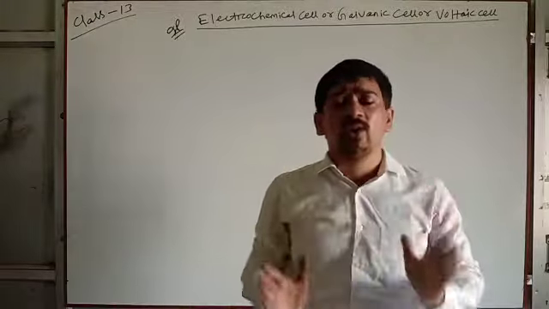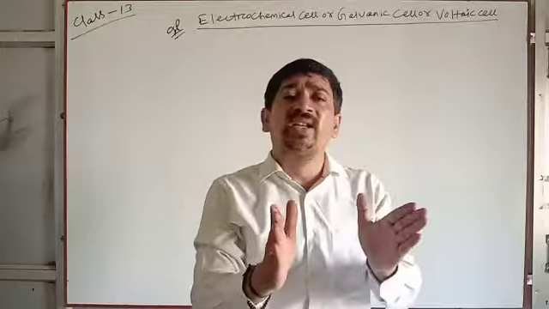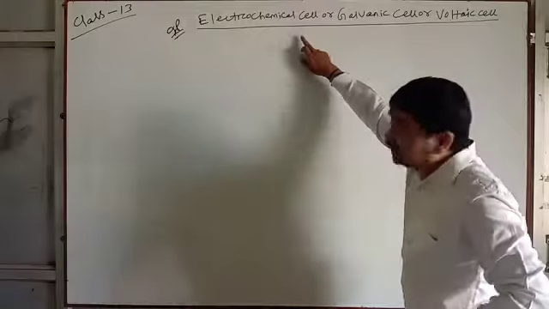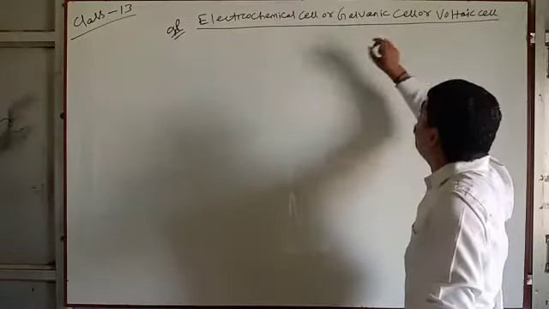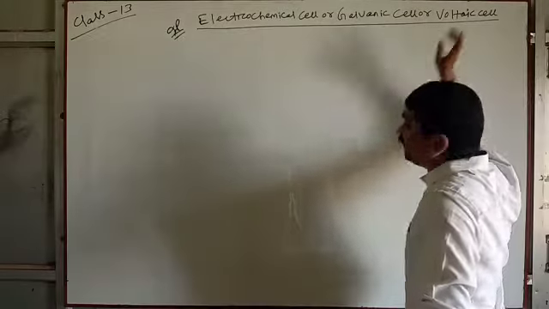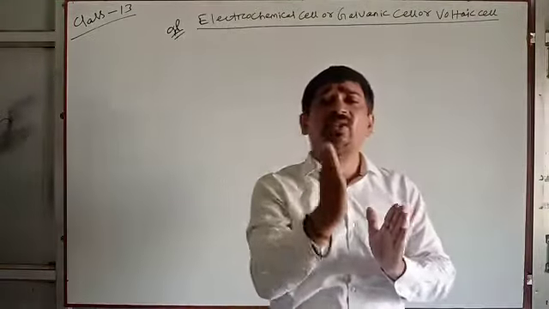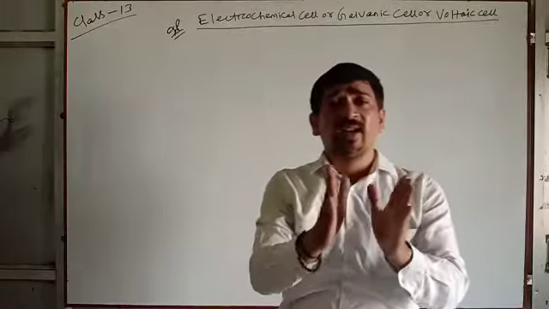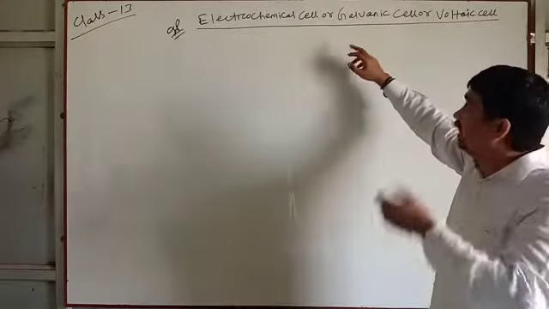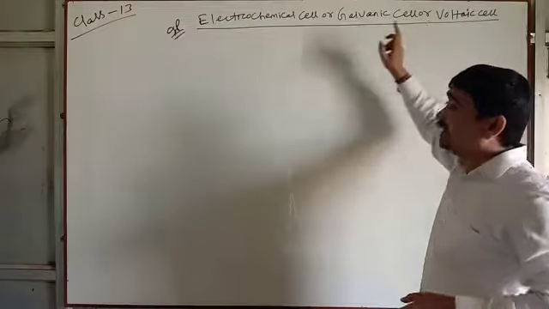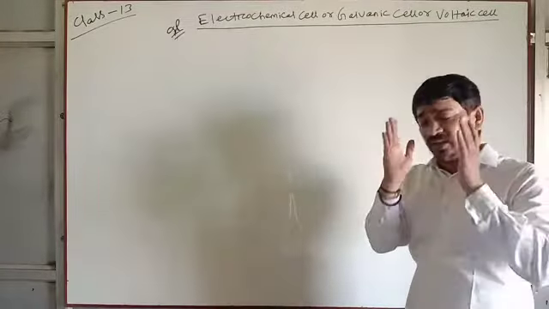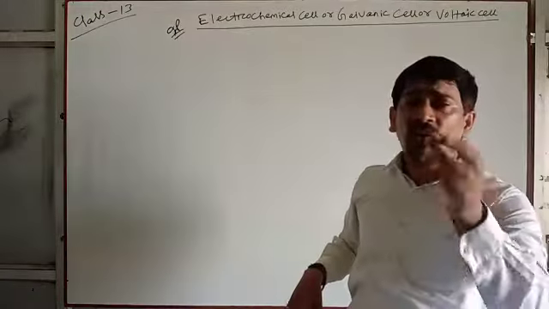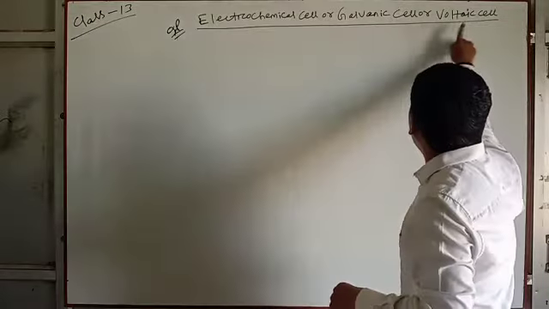It is a cell or device which is used to convert the chemical energy produced in a redox reaction into electrical energy. Very important thing. This electrochemical cell is given the name galvanic cell or voltaic cell. Why? Because it was discovered by two scientists, Luigi Galvani and Alessandro Volta. According to their names, it is called galvanic cell or voltaic cell.